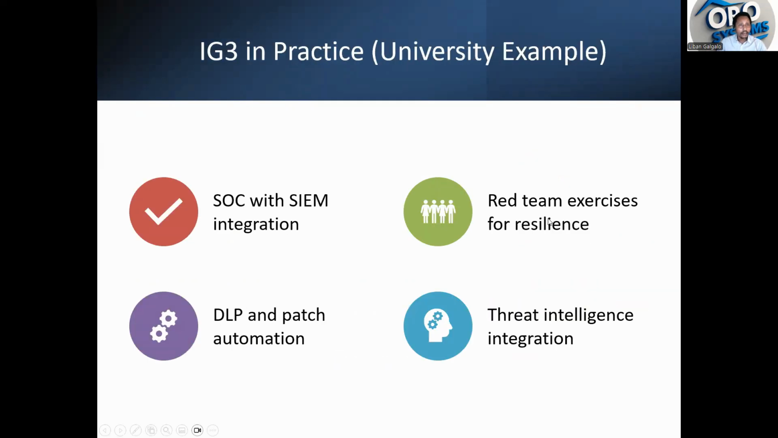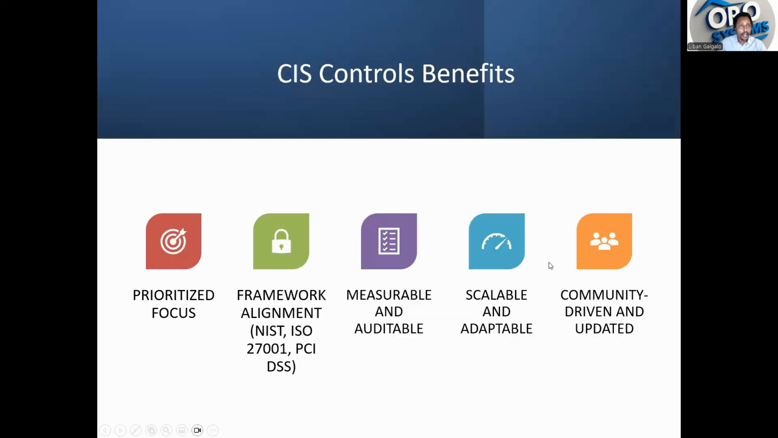So what kind of example is that? It could be like a big university that can use this scenario, which is a SOC with SIEM integration, data loss prevention and patch automation, and red team exercises for resiliency, which is to make sure that they are preparing for any kind of cyber attack, plus threat intelligence integration. So that's really big and high level.